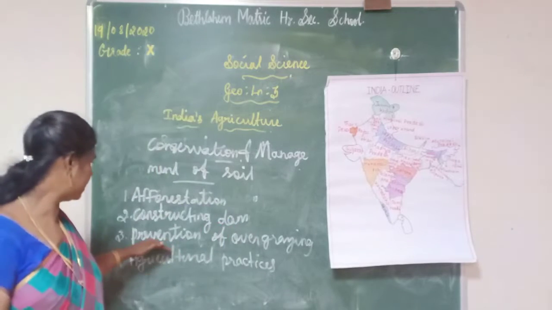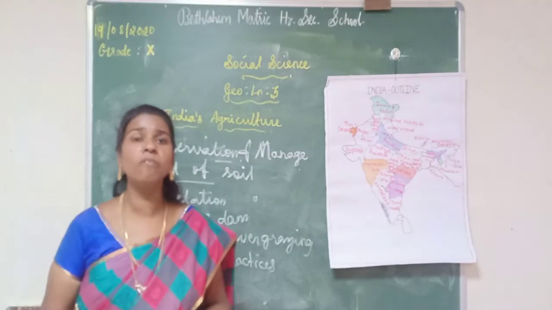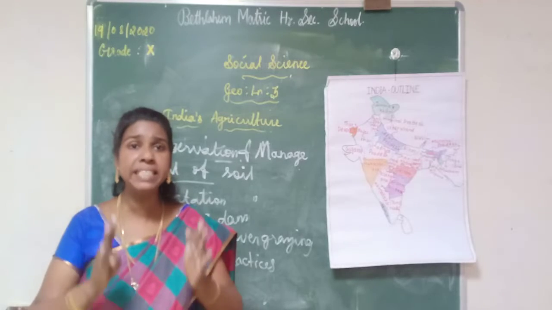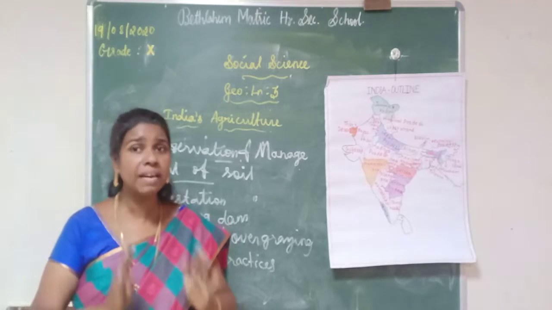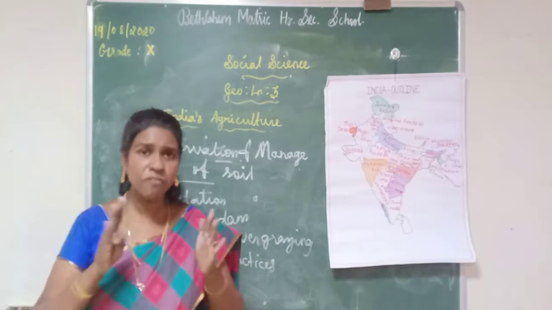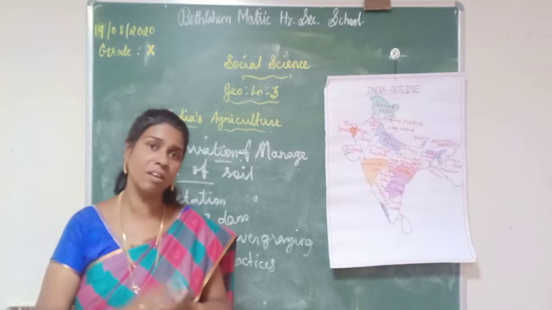Then the third one is prevention of overgrazing. Overgrazing means cattle feed on the vegetation in a particular area until there is no vegetation. It causes soil erosion. If we prevent overgrazing, we can conserve and manage the soil.